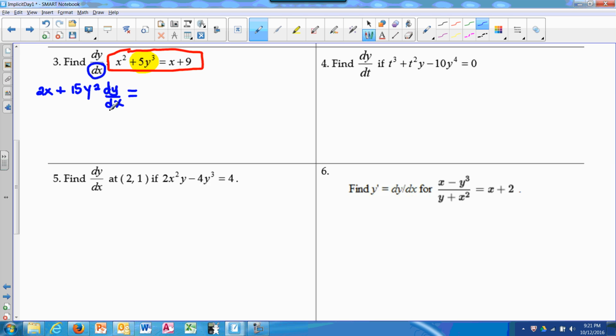And I added my chain rule. On the right-hand side, x plus 9 gives just 1 because the derivative of 9 is 0, and we're doing the derivative in terms of x, so we don't have to tack anything on. So now the 15y squared dy dx equals 1 minus 2x. So my dy dx term is the right-hand side divided by the left-hand side product term.